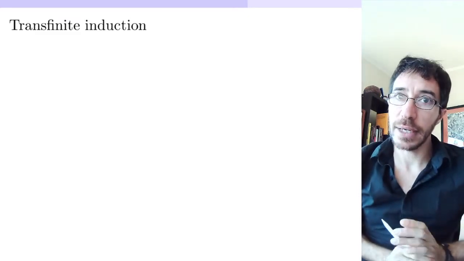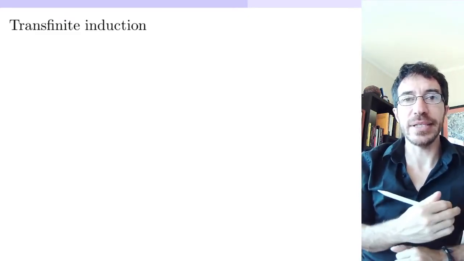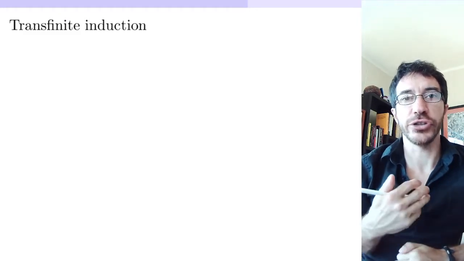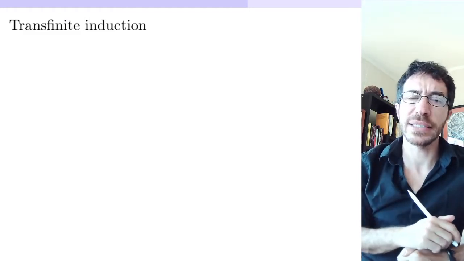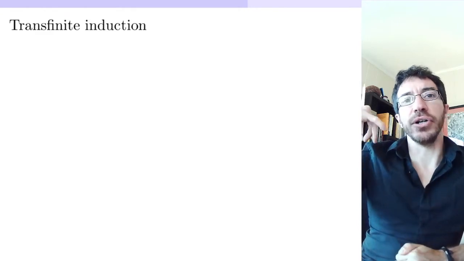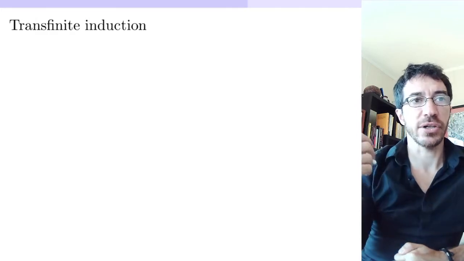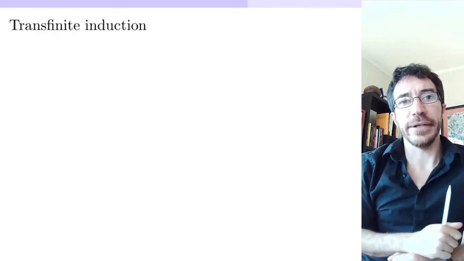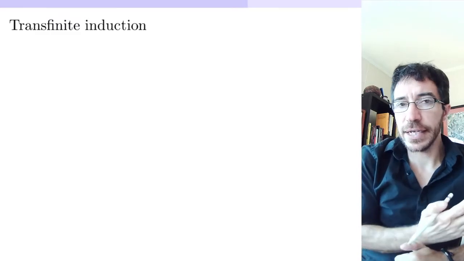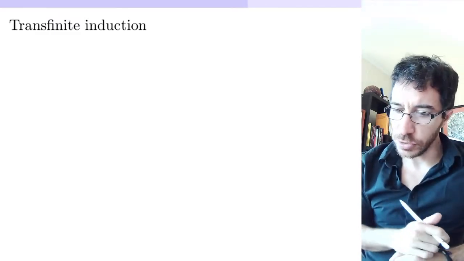So ordinals, well orderings actually, have a principle that is a version of this induction. It's called transfinite induction. In a sense, the ordinals go beyond the natural numbers. They go beyond the finite numbers, and that's why they are called transfinite. And the induction for natural numbers is going to be a particular case of this induction. Let's see what it looks like.